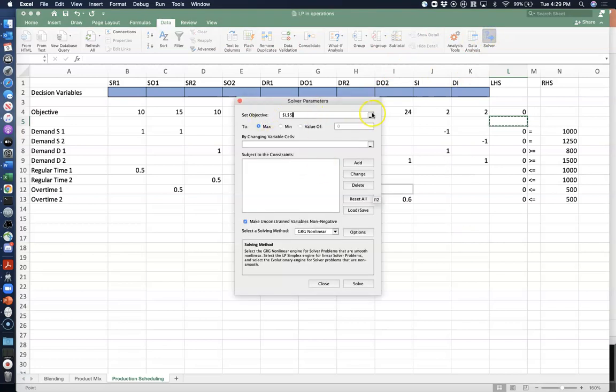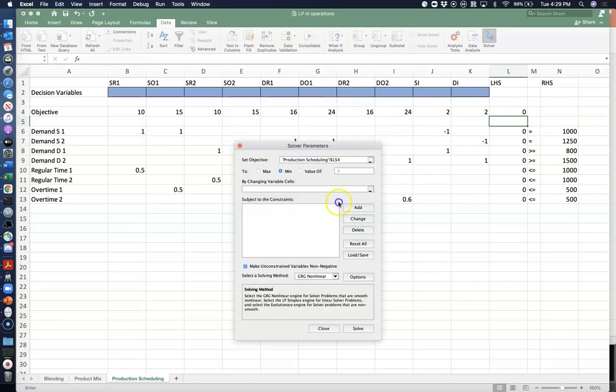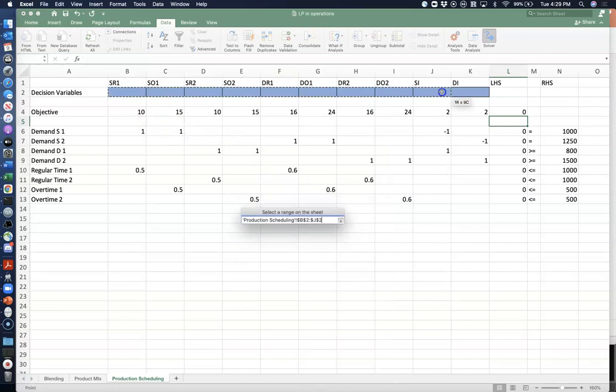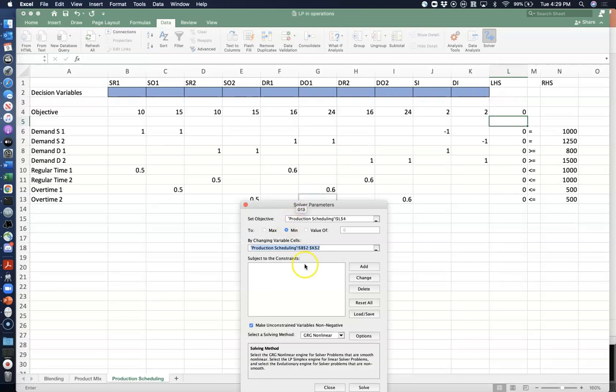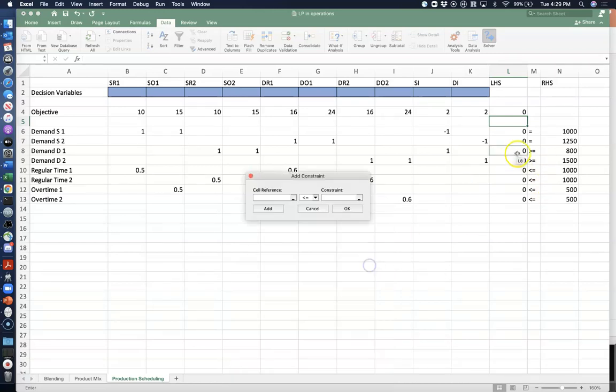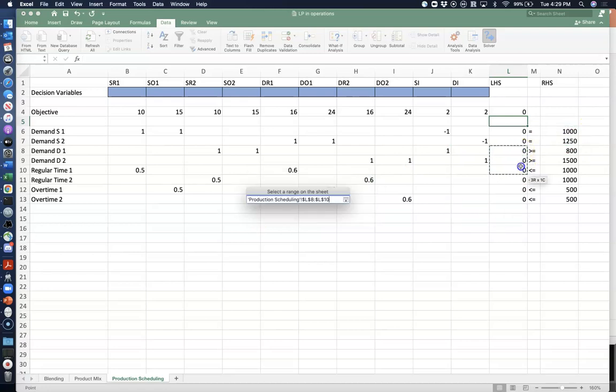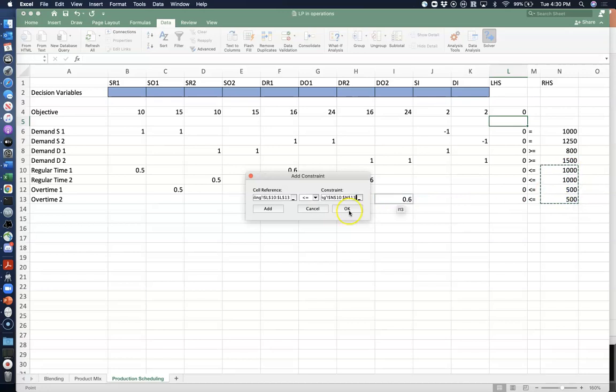For the solver, the objective is to minimize the total cost. The decision variables are all of the decision variables here. We can change this to LP and add our constraints. So I'm going to write the equal to constraints first. So the left hand side of the equal to constraints should be equal to the right hand side of the equal to constraints. Click add. Then the left hand side of the 2 greater than or equal to constraints has to be greater than or equal to the right hand side. And finally, the 4 less than or equal to constraints have to be less than or equal to the right hand side.